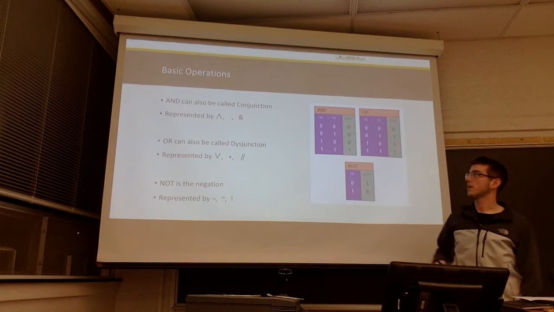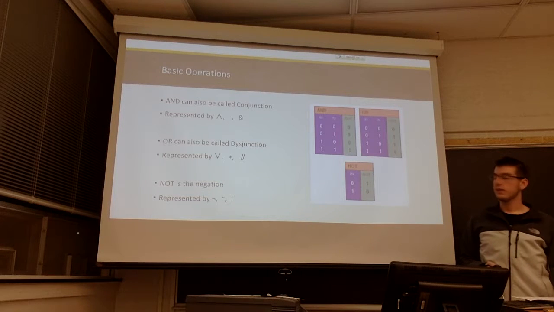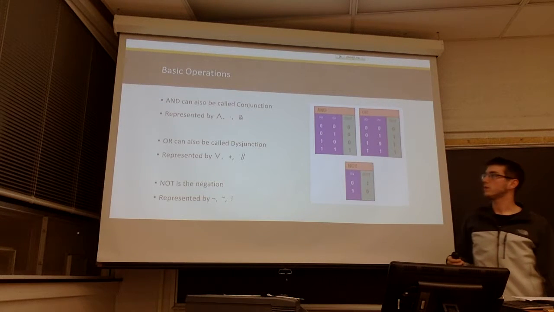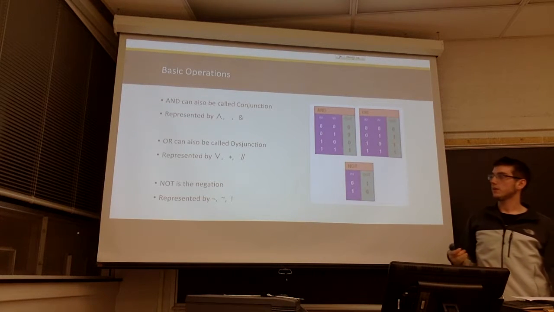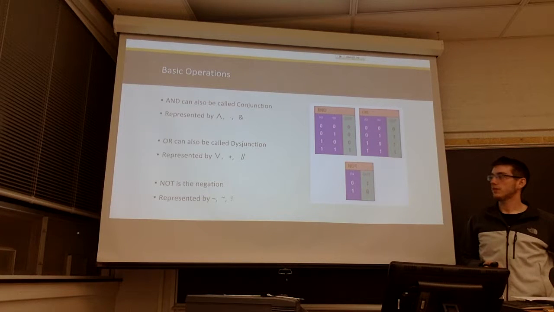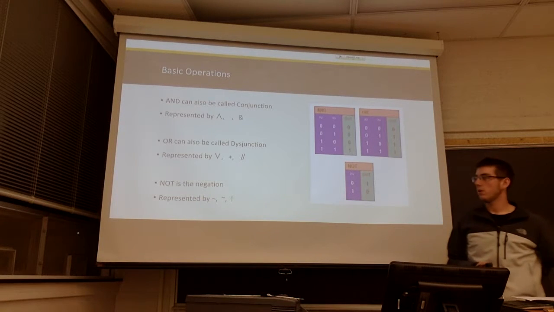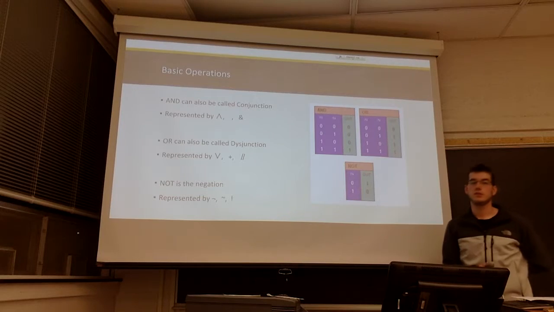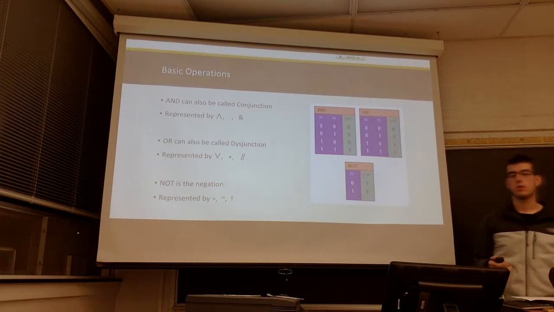There are many different symbols to represent each of them. AND is the caret, dot, or the multiplication symbol, an ampersand. OR is the upside down caret, plus sign, or double vertical bar, and the negation is the bar, tilde, or an exclamation mark.